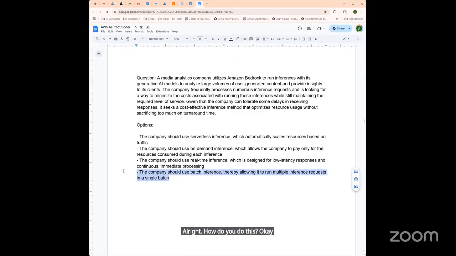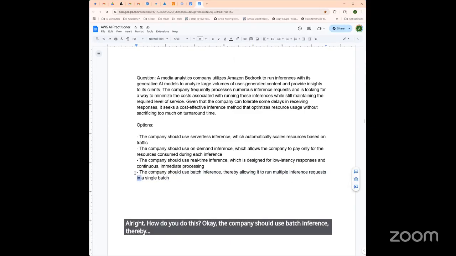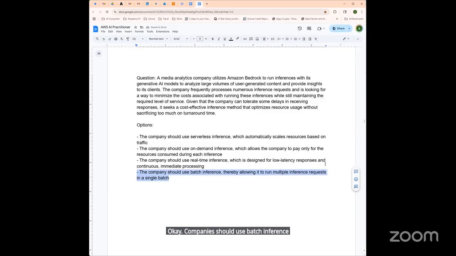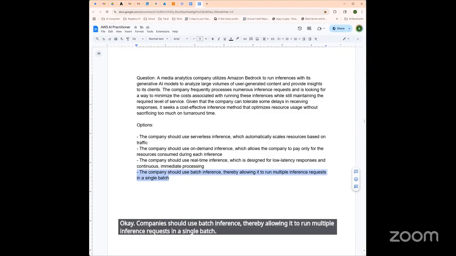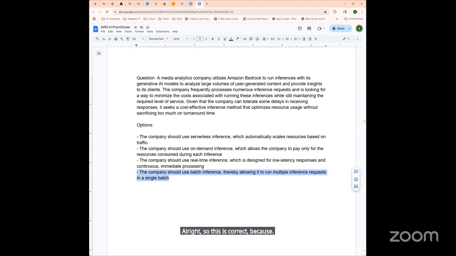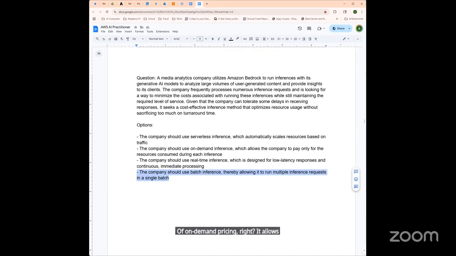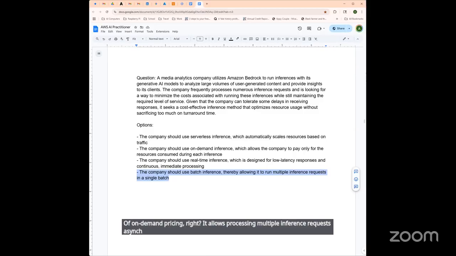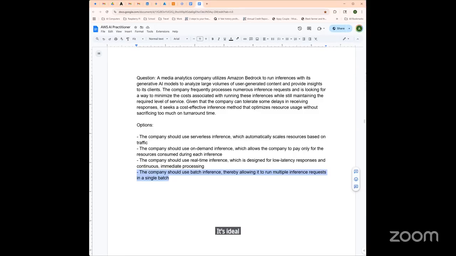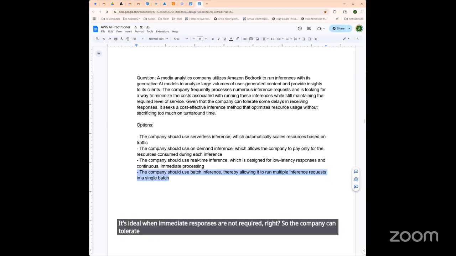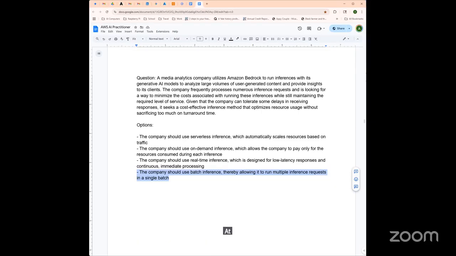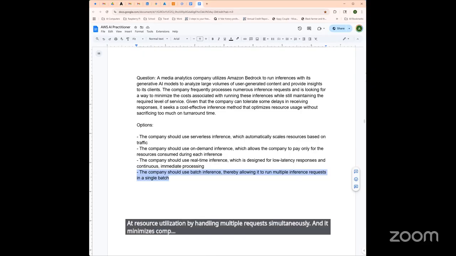The company should use batch inference, thereby allowing it to run multiple inference requests in a single batch. So this is correct because batch inference is the most cost-effective choice. Bedrock offers batch inference at 50% off of on-demand pricing. It allows processing multiple inference requests asynchronously in a single batch. It's ideal when immediate responses are not required, right? So the company can tolerate delays, and it's more efficient at resource utilization by handling multiple requests simultaneously. And it minimizes computation expenses through bulk processing.